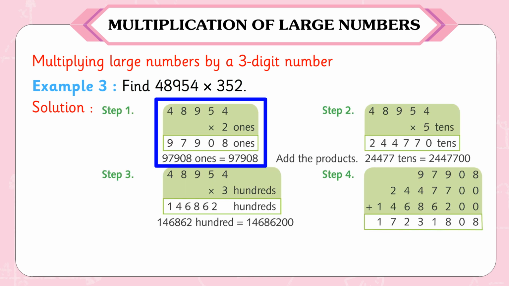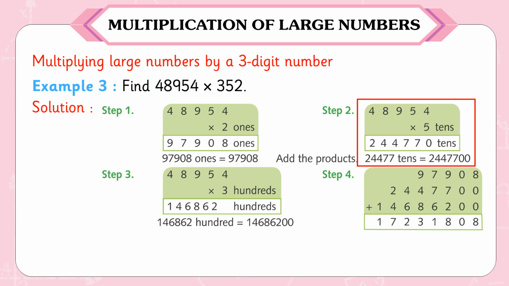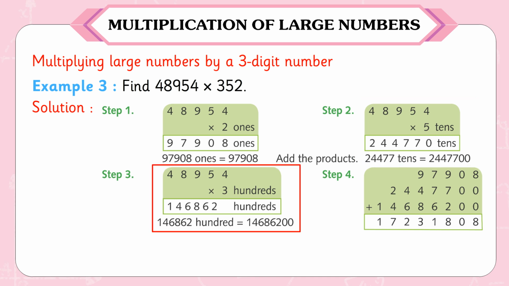Step 1. 48,954 into 2 ones. 97,908 ones. 97,908 ones is equal to 97,908. Step 2. 48,954 into 5 tens. 2,44,770 tens. 24,477 tens is equal to 24,47,700.